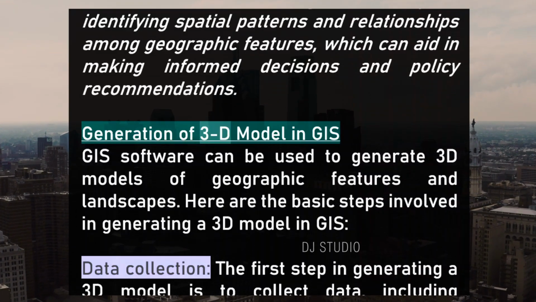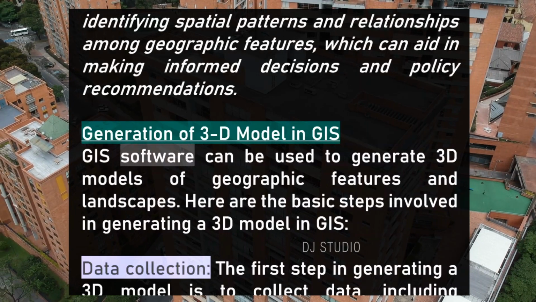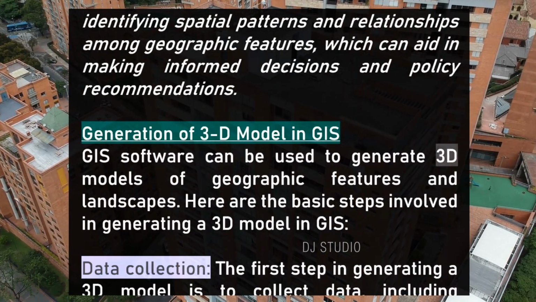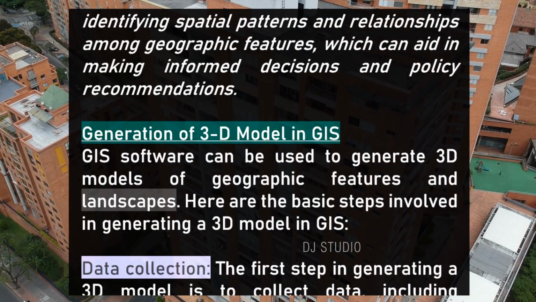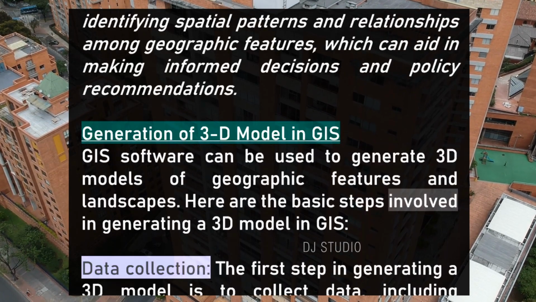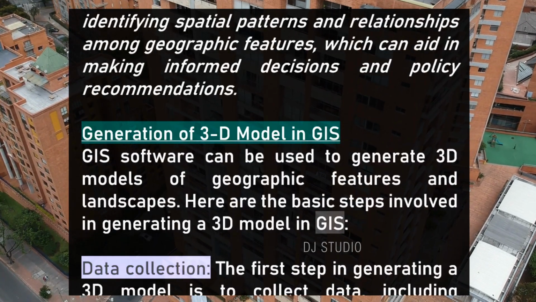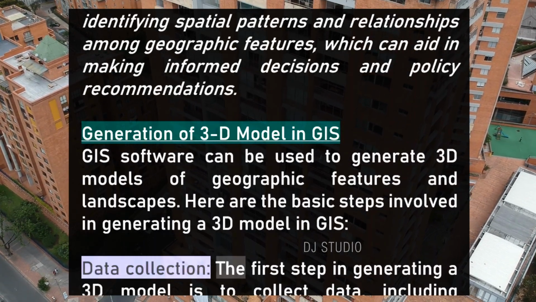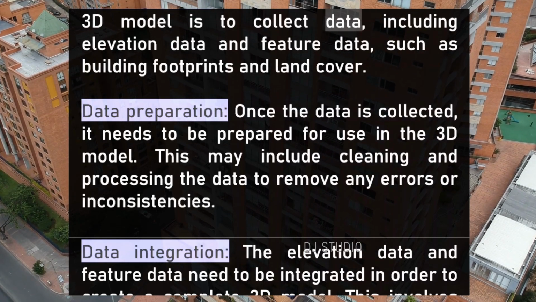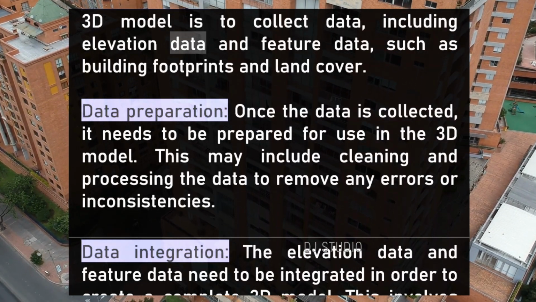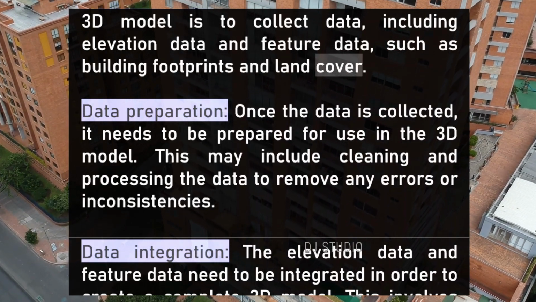Generation of 3D model in GIS. GIS software can be used to generate 3D models of geographic features and landscapes. Here are the basic steps involved in generating a 3D model in GIS. Data collection. The first step in generating a 3D model is to collect data, including elevation data and feature data, such as building footprints and land cover.